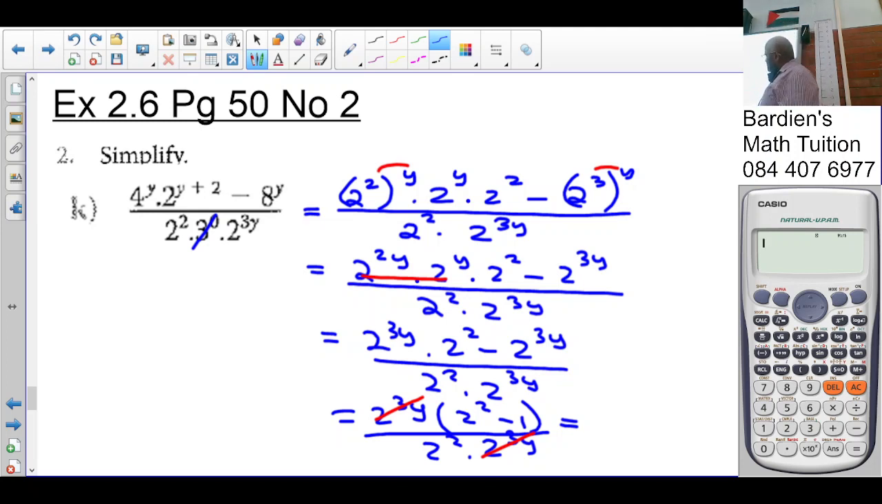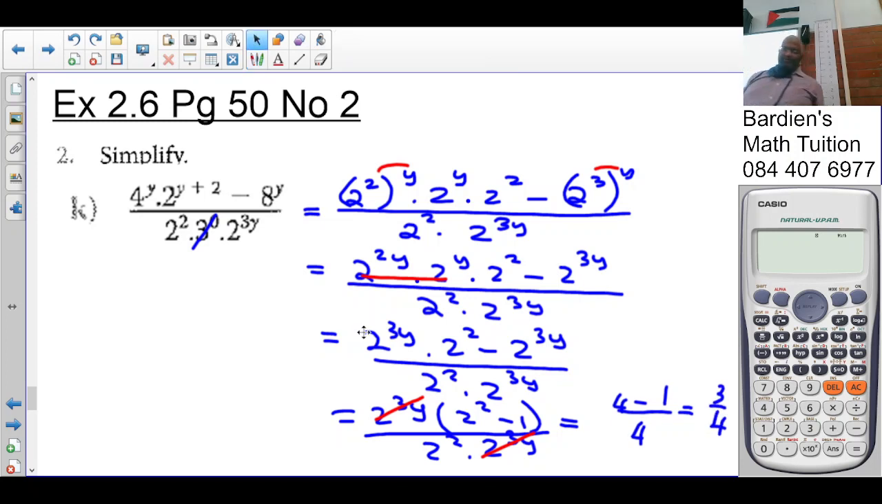Okay, so 2 squared is? 4. So it's 4 minus 1 over 2 squared. And 4 minus 1 is? 3. So it's 3 over. What was the mistake here? What was this question? Yes? Yeah, are you talking about this? Okay.